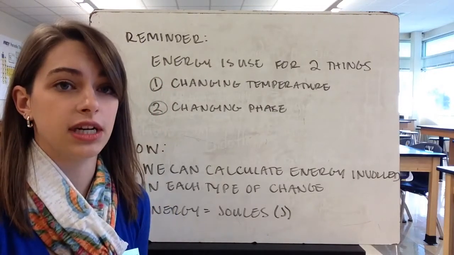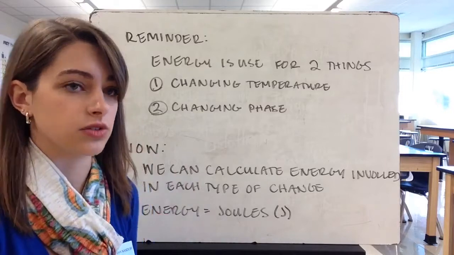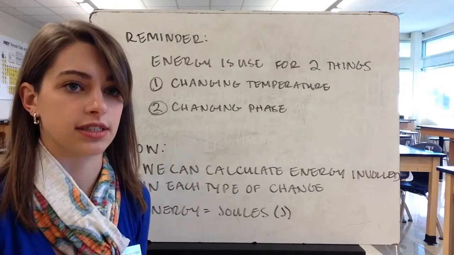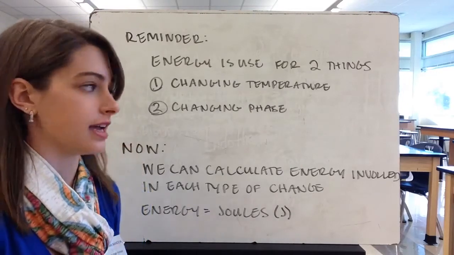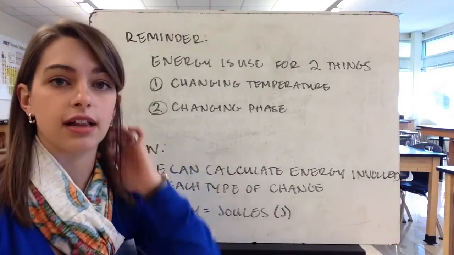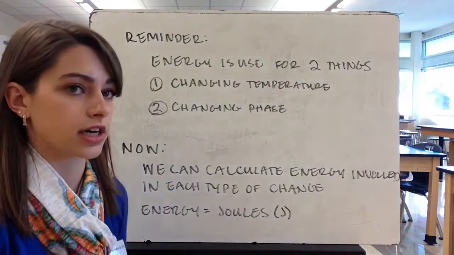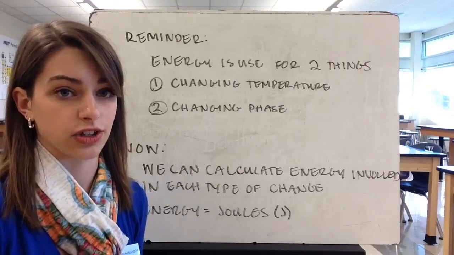So the first thing that we need to remember is that energy can be used for two things. The first thing that it can be used for is to change the temperature, to either increase or decrease the temperature. It can also be used to change the state or the phase of a substance, so from a solid to a liquid to a gas, or vice versa, go in the other direction. Each of these requires different ways to calculate energy.